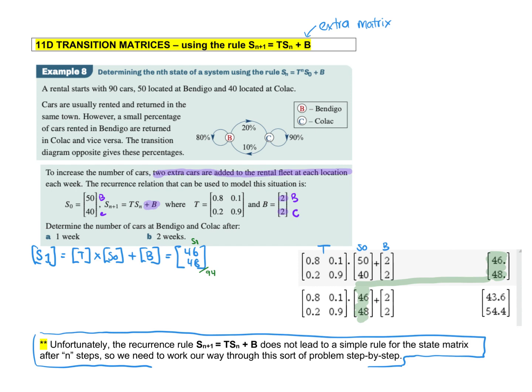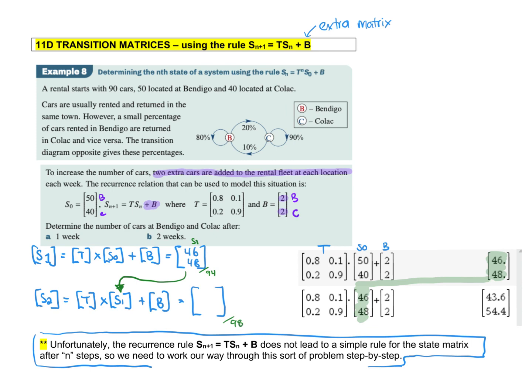So now, that was 1 week. Now they want me to find out how many there are in week 2. If I want to do week 2, I have to do the transition times the one before, so that's S1. You take your answer from S1 and it goes into your formula, and then you're still adding the B. So we're going to add another 4. When I total it up, how many should I have? 98. Yeah, there should be 98.